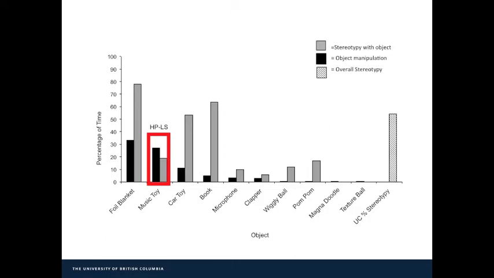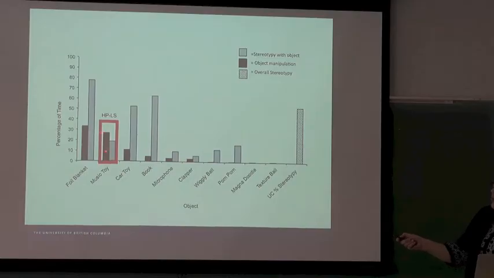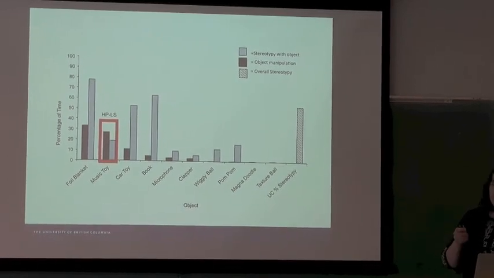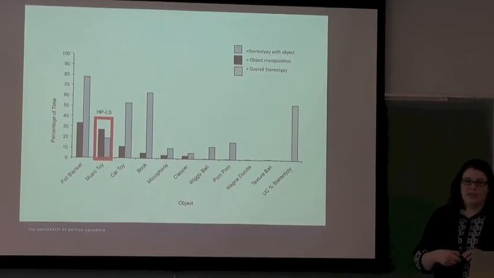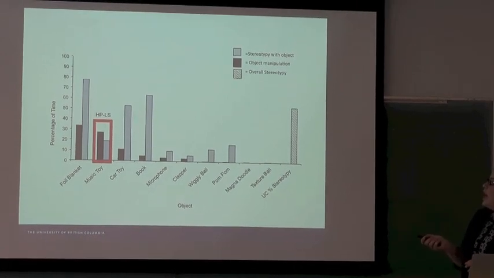The thing I'll draw your attention to is this item right here. We would call this item a high preference, low stereotypy item, because it is the second most preferred in the assessment, the one they spent the second most amount of time with. And the level of stereotypy here is much lower than the overall level of stereotypy. So when the participant had this item, the percentage of time they engaged in stereotypy with that item was much lower than the overall stereotypy in the session. Does that make sense? It's a little bit of a tricky one to explain.